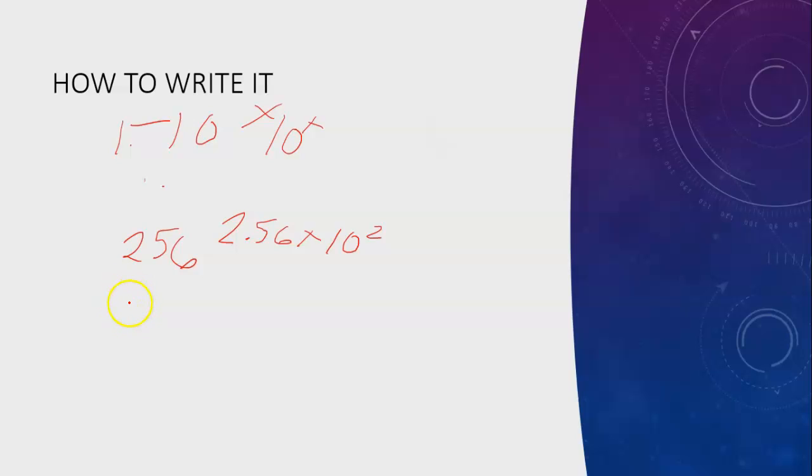If my number was 0.00000590, then I would take my significant digits, which would be the 5, 9, and 0 here at the end, and I would convert this to 5.90. So I'm changing it into a number between 1 and 10, and times 10 to the, and I moved it 1, 2, 3, 4, 5 spaces.